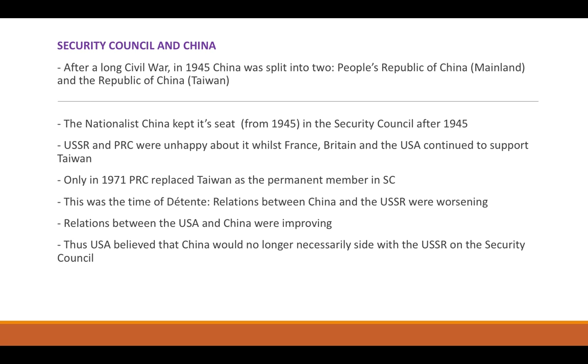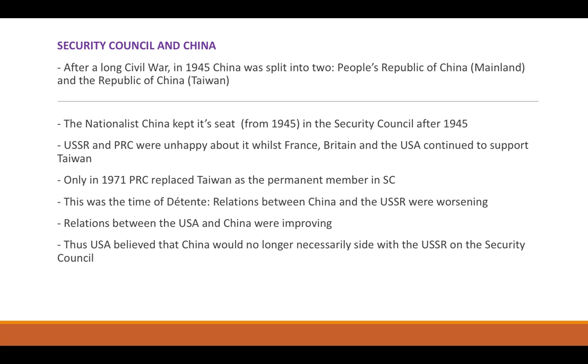As you know, after the long civil war, China had long civil wars starting from the 1930s, lasting till 1949. China was split up into two countries: People's Republic of China, which is mainland China, and Taiwan, which is Republic of China. Now, because the United Nations was set up in 1945, and at the time there was only one nationalist government of China, China was represented in the United Nations Security Council.